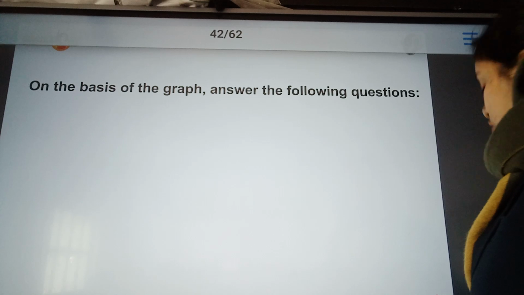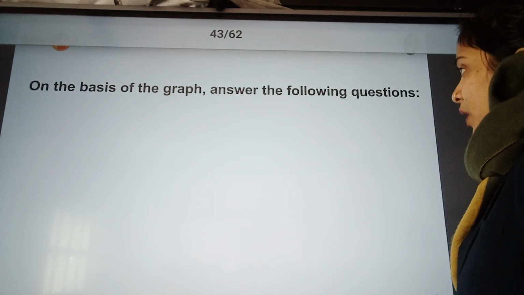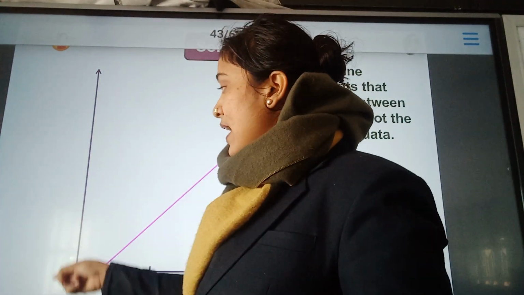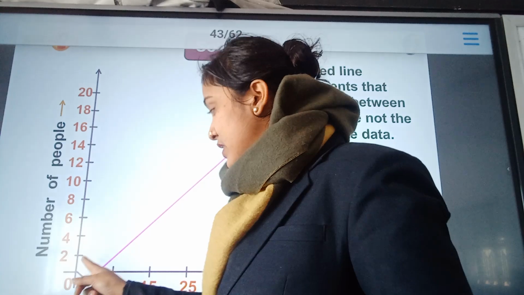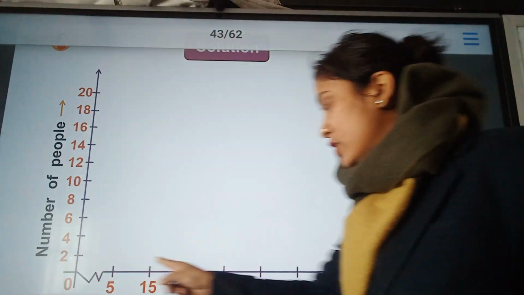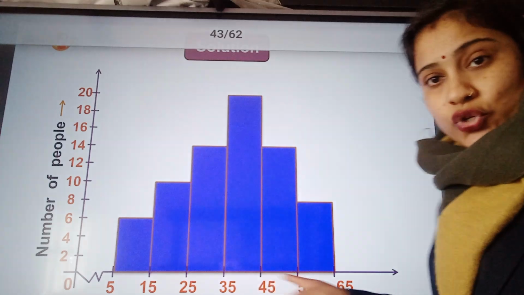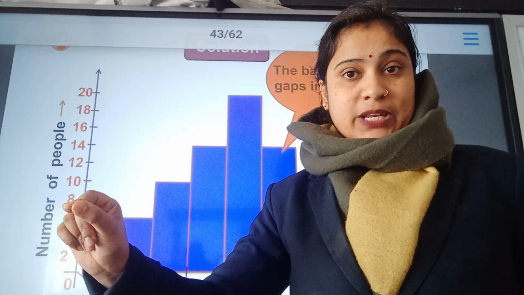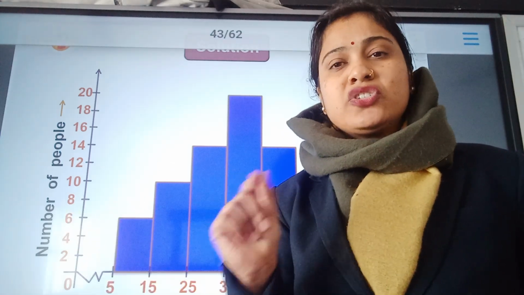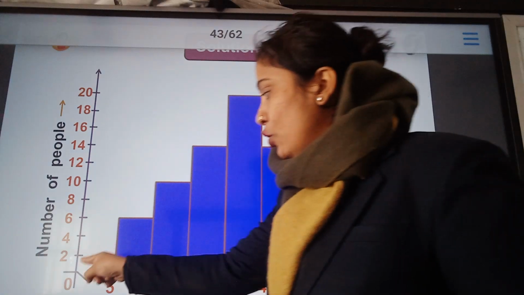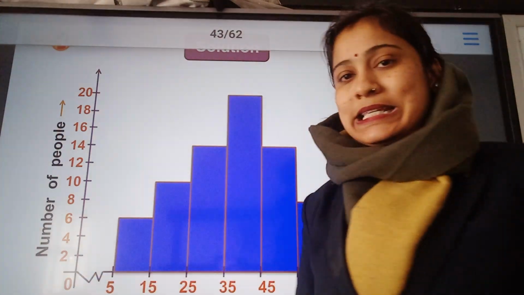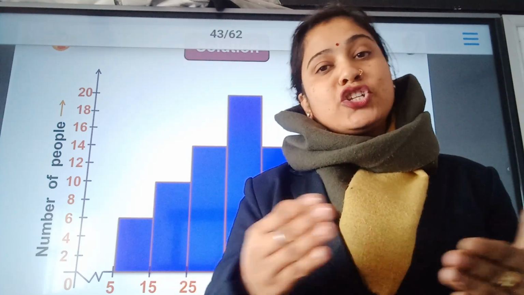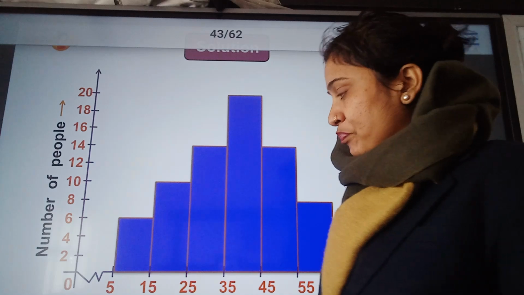Now how to draw the histogram? Let us go with it. Here we have to make the histogram. This is the y-axis along which we will plot the frequency, and this is the x-axis along which we will plot the age group. The age group starts from 5 to 15, so there was no range starting from 0. So from 0 to 5 we will draw a zigzag. Zigzag means this part is not at all considered, or this scale is not considered in the question.